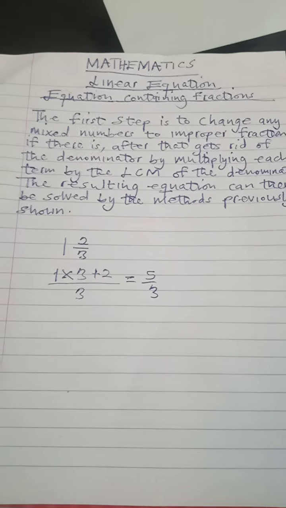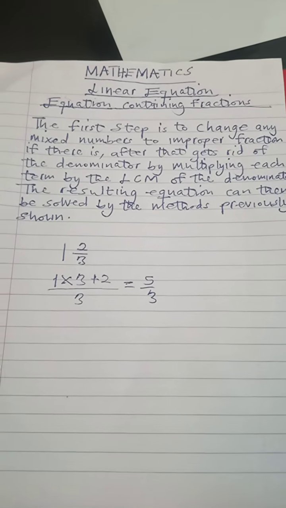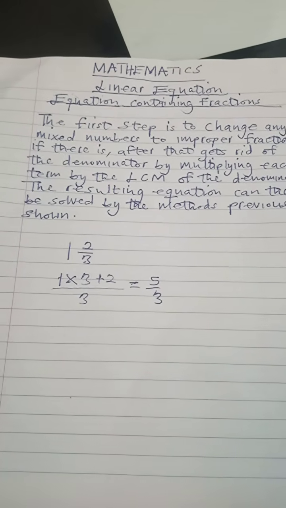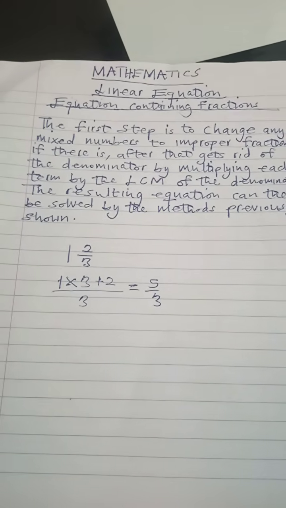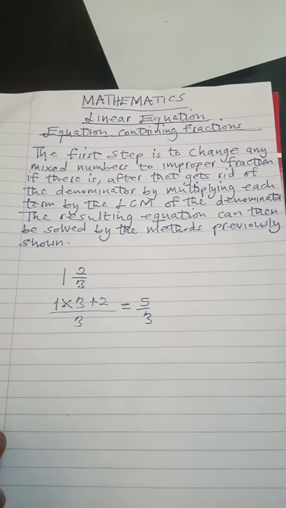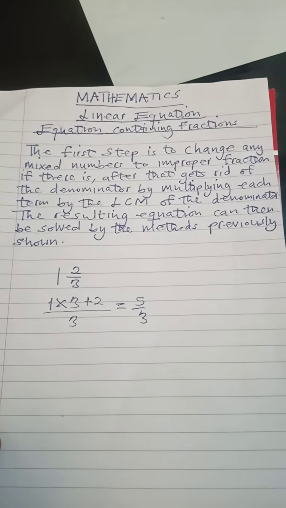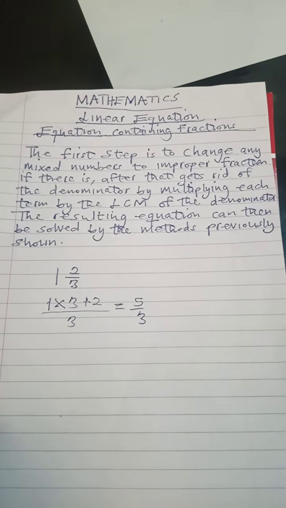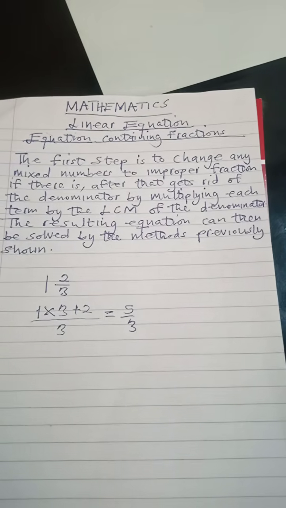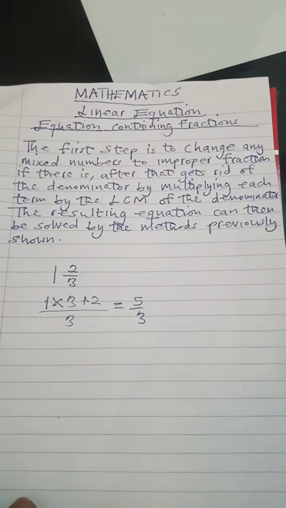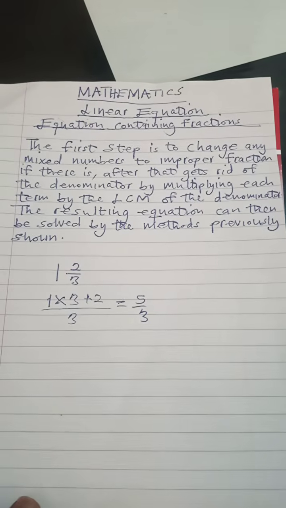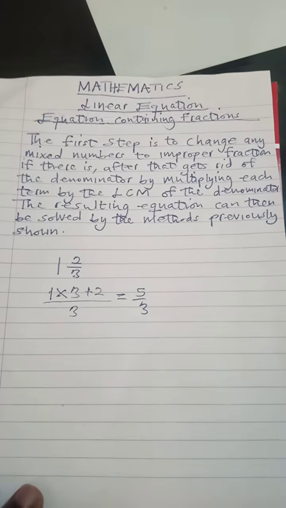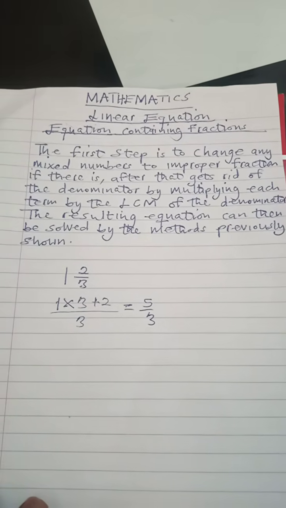You multiply each term of the equation by the least common multiple. That's the next step you're supposed to do. After that, you get your equation. It says the resulting equation can then be solved by the methods previously shown. So how you have been solving the linear equation, if you're able to get to this step, you can use the previous method to continue solving this equation.